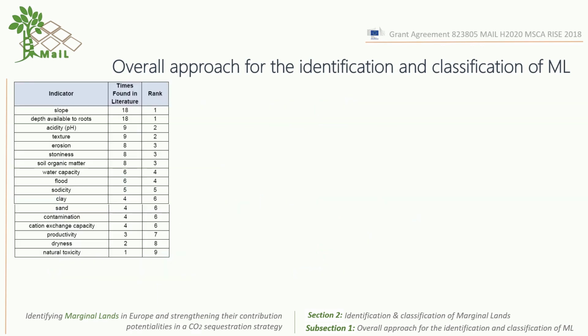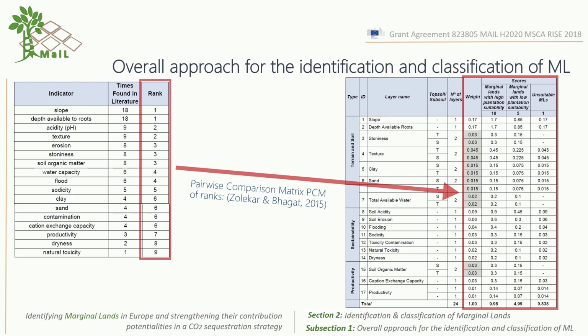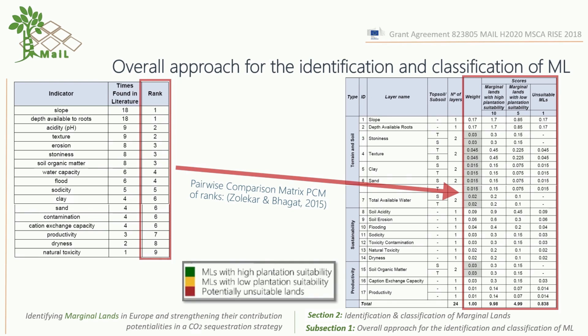The indicators of the second phase that constitute the soft constraints were firstly ranked according to their importance, which was the times a constraint was found in literature. After that, weights were assigned to each constraint based on a pairwise comparison matrix of ranks for three classes depicting marginality: 1. Marginal lands with high plantation suitability, 2. Marginal lands with low plantation suitability, and 3. Potentially unsuitable marginal lands. Thus, the classification of marginal lands for the soft constraints was performed by applying the calculated weights in a weighted overlay for each layer.